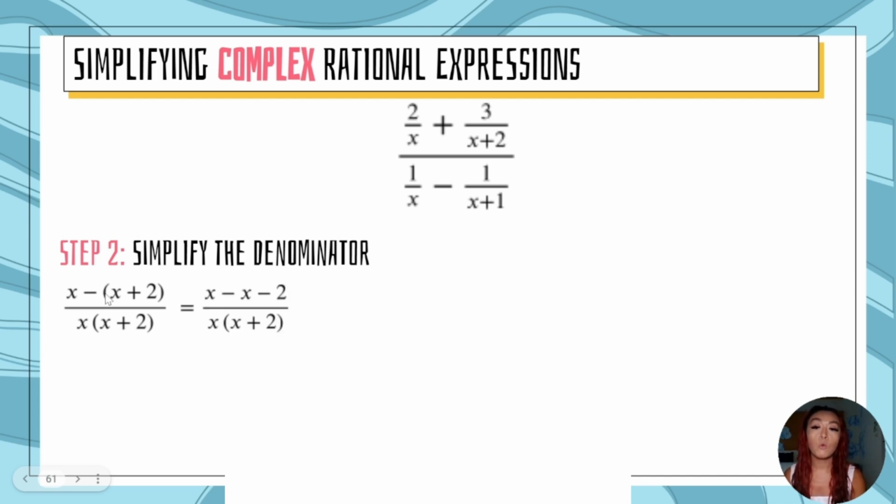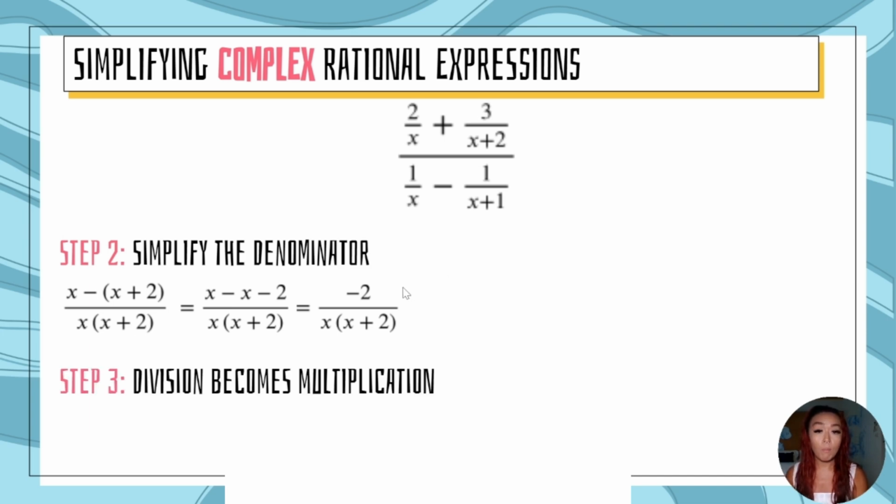Simplifying this even further, we distribute the negative and we get x - x - 2 over x times (x + 2). Combining like terms, we get negative 2 over x times (x + 2). So that's our simplified denominator.